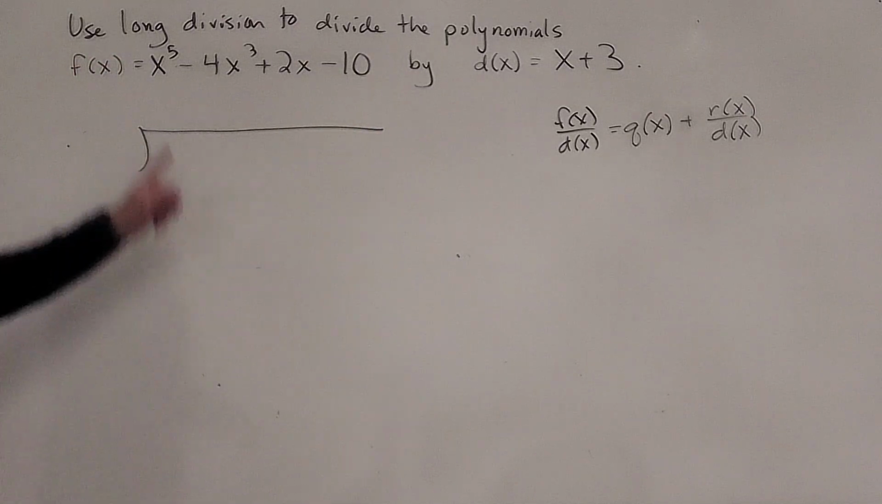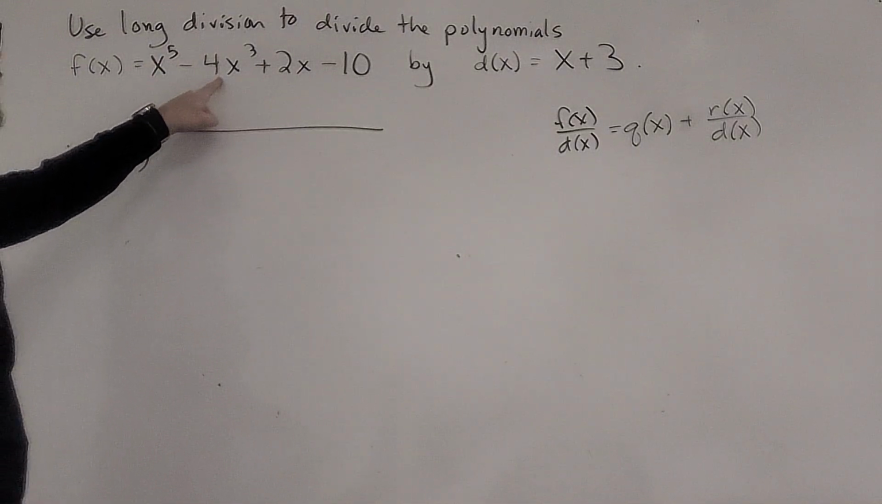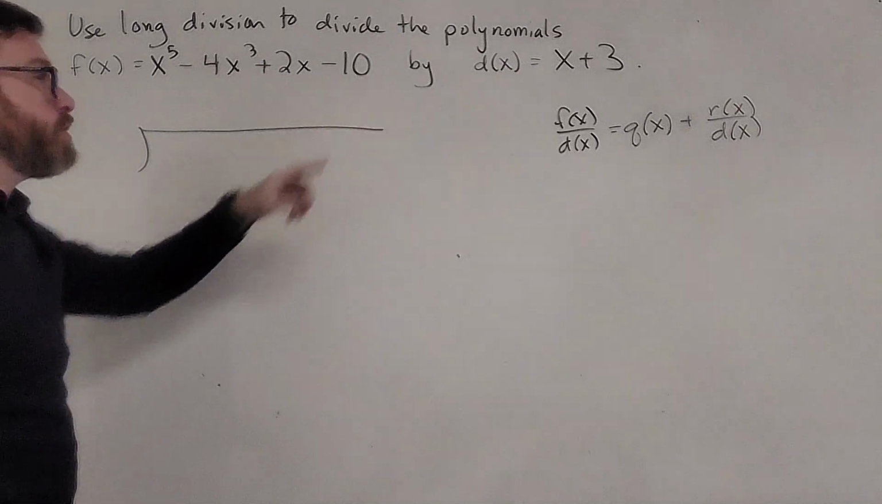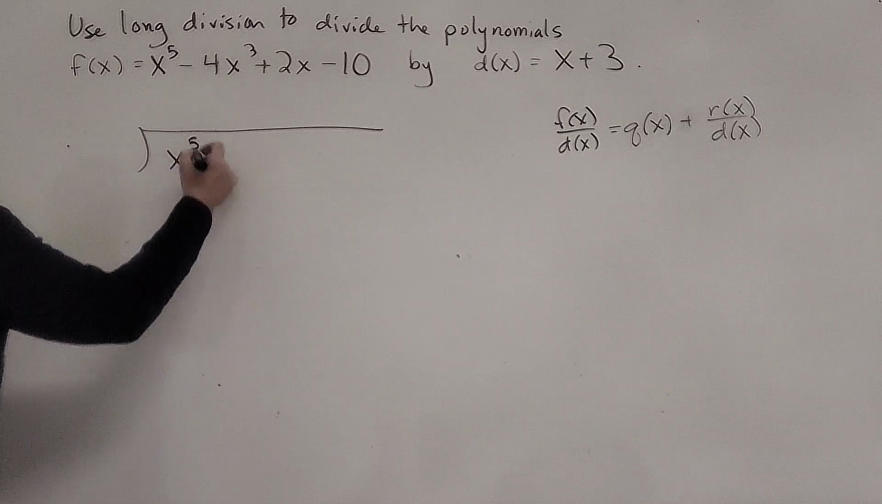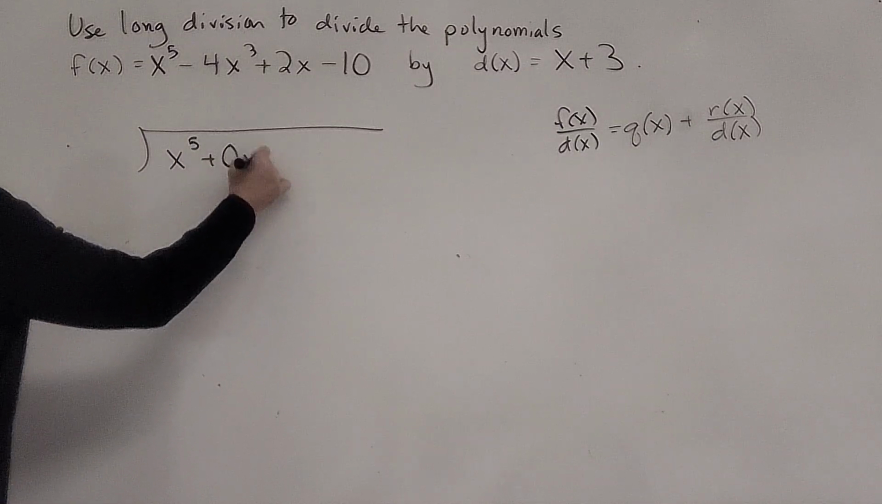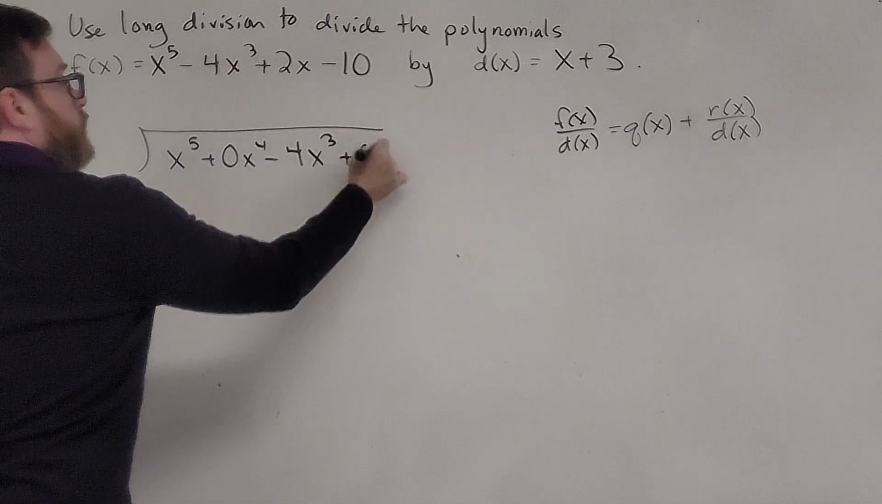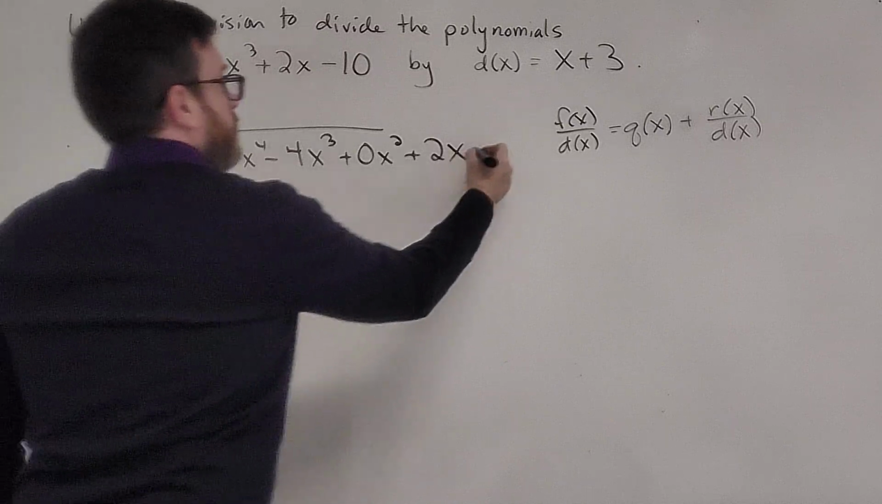Now we have to be careful. This is missing a term. I have an x to the 5th, but I'm missing 2 terms. I don't have an x to the 4th. I have an x cubed. I don't have an x squared. I have an x to the 1, and I have a 0 power. So we're going to write this polynomial with its missing terms: x to the 5th plus 0x to the 4th minus 4x cubed plus 0x squared plus 2x minus 10.